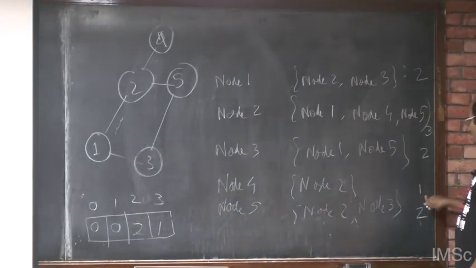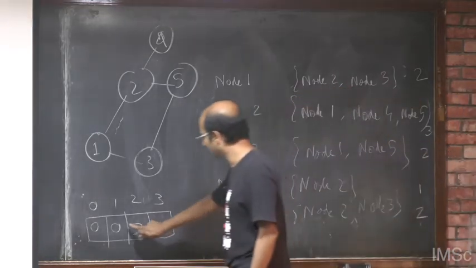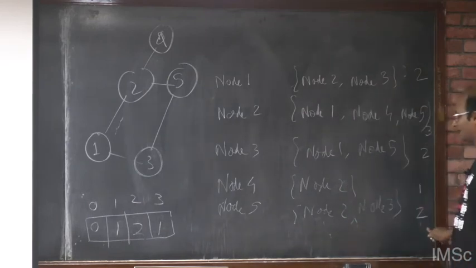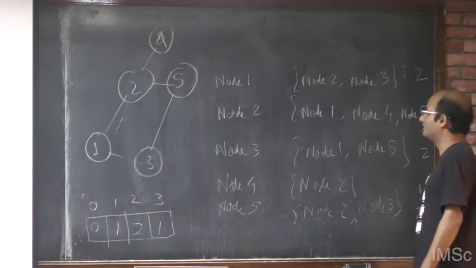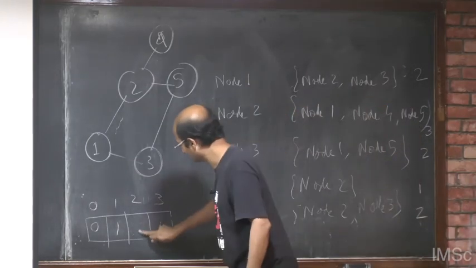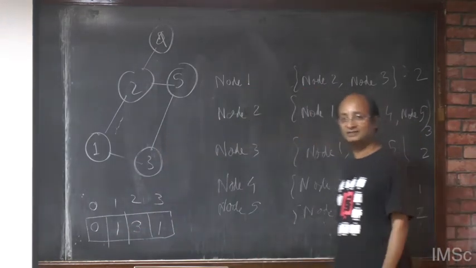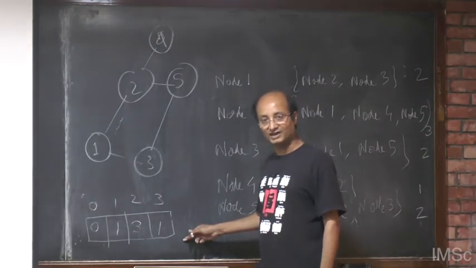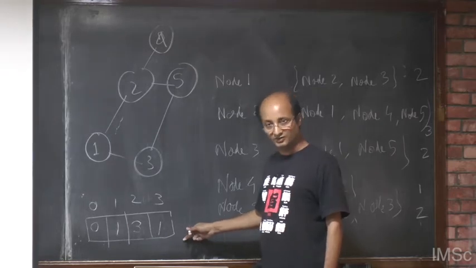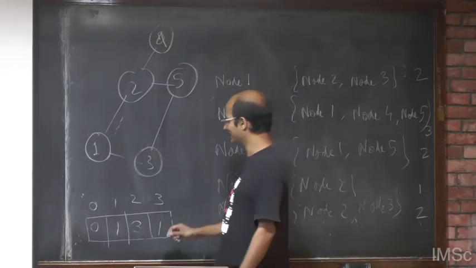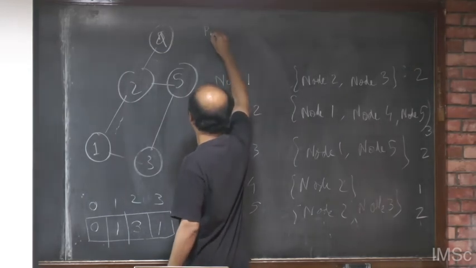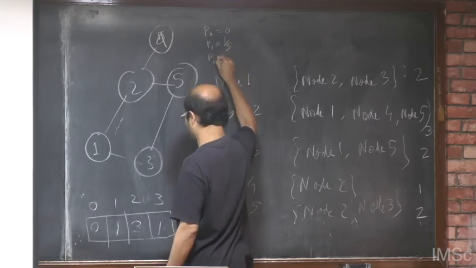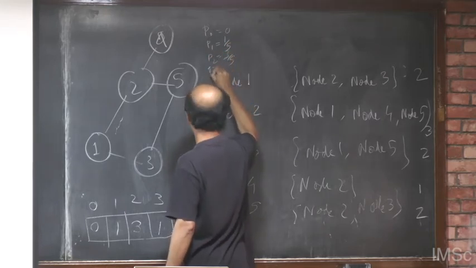Then on to node 4, so this has a degree of 1, so I increment this by 1, and finally I come to node 5, so this has a degree of 2, so I increment this by 3. Okay. And now I can divide by the total number of nodes, which is 5. So basically I get P0 is 0, P1 is 1/5, P2 is 3/5, and P3 is 1/5.